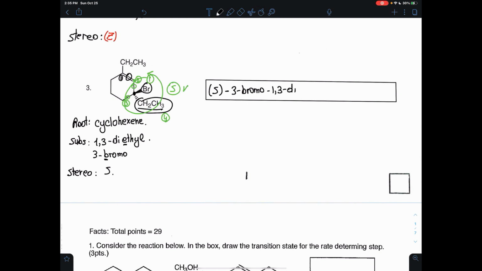1,3 diethyl. And then you have a cyclohexene. So cyclohexene.